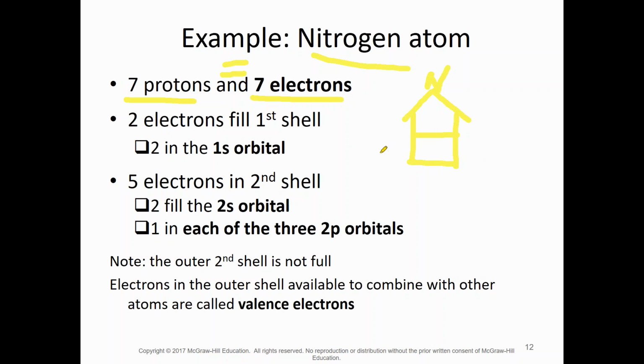So let's look at the first floor of the nitrogen house. So on the first floor, what do we find here? In the first floor, the first shell, we have how many orbitals?